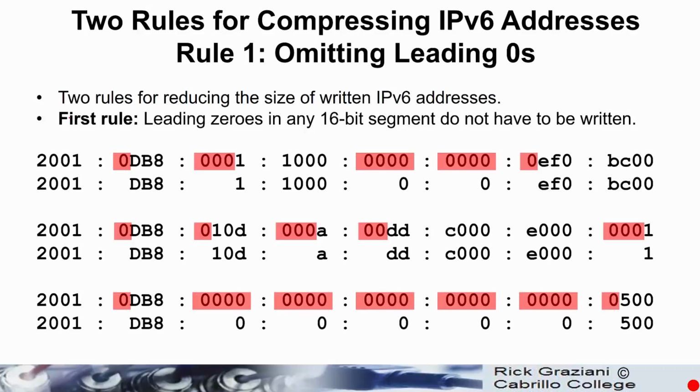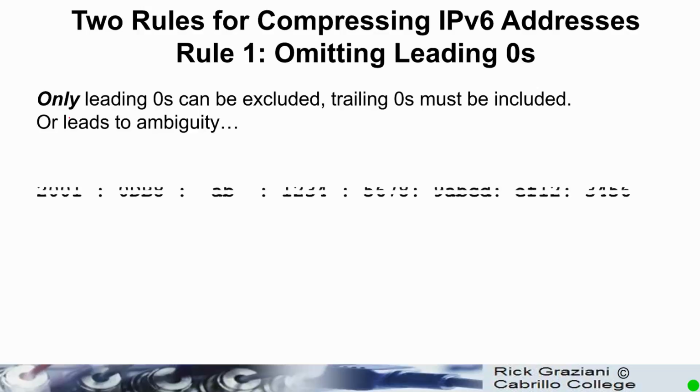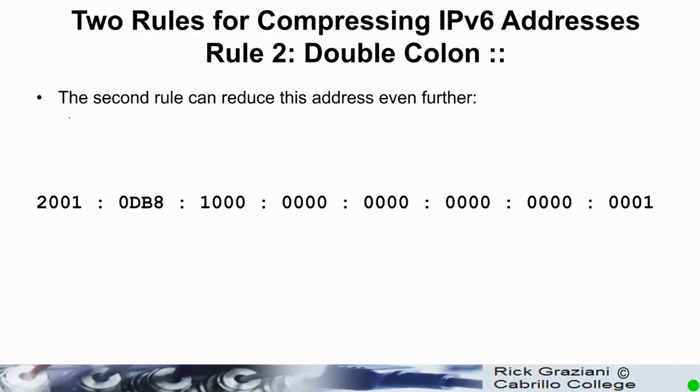What happens when we have a huge string of zeros that we want to get rid of? That goes to the next rule. Leading zeros can be excluded, but trailing zeros can't be, because it makes this more ambiguous. For example, if we could remove leading and trailing zeros, is it 00AB? Is it AB00? Is it 0AB0? We don't know. That's why only leading zeros can be removed, because again, these can all represent special things.